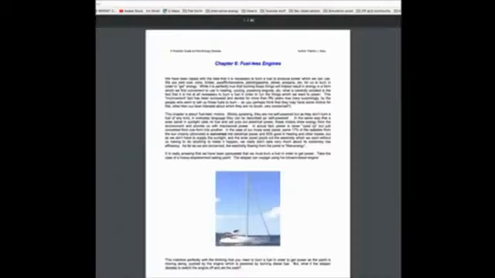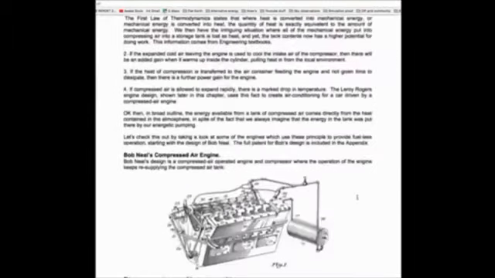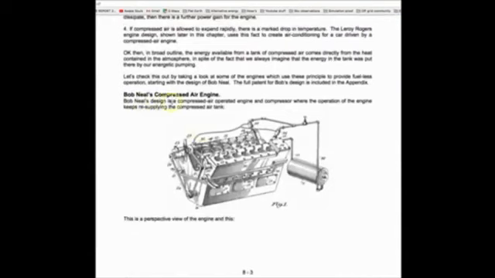Fuelless engines. The energy in air, Bob Thiel's compressed air engine. Bob Thiel's design is a compressed air operated engine and compressor where the operation of the engine keeps resupplying the compressed air tank.